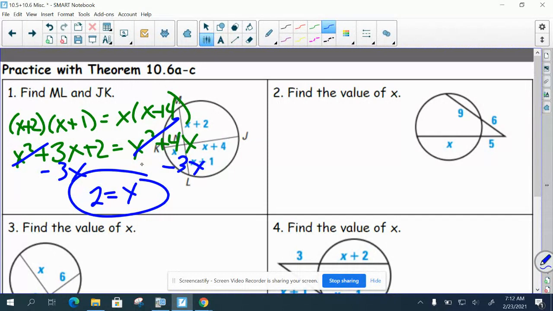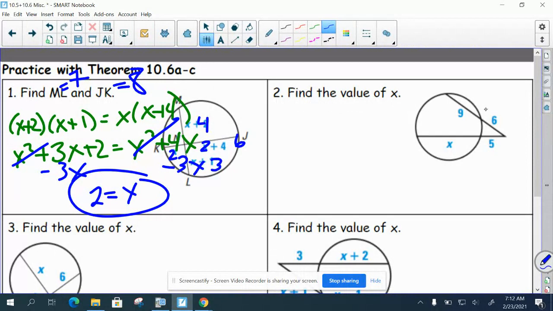All right, so let's plug 2 back into the expressions. So this is 2 plus 2, which is 4. This is 2 plus 1, which is 3. So ML is 7. And then JK, this is 2, and over here, this is 2 plus 4, which is 6. So JK is 8. So see, not the same.